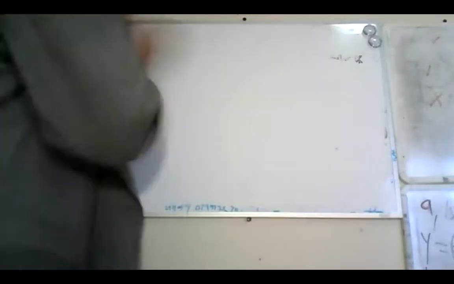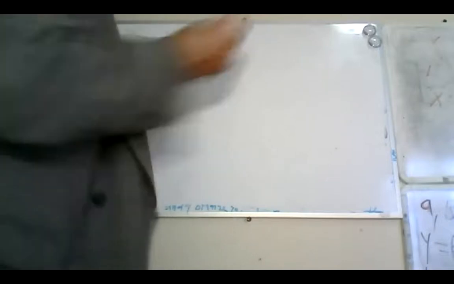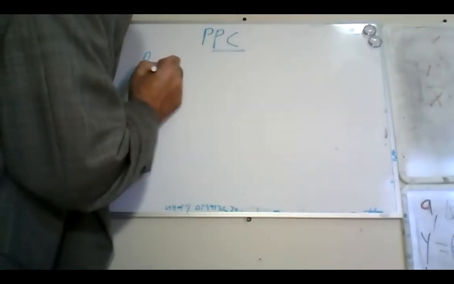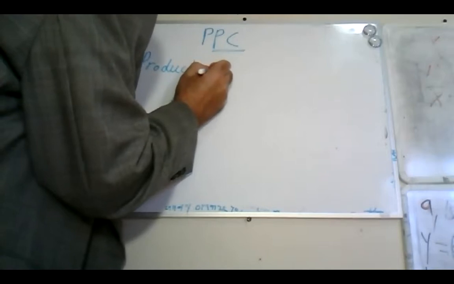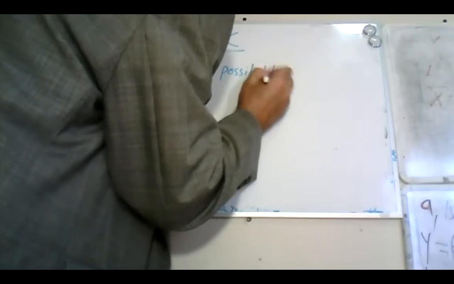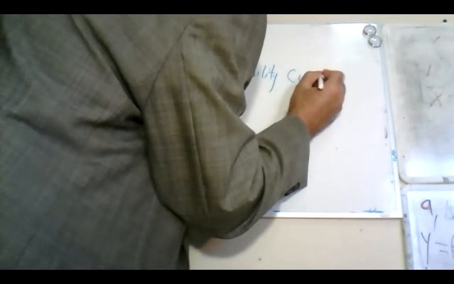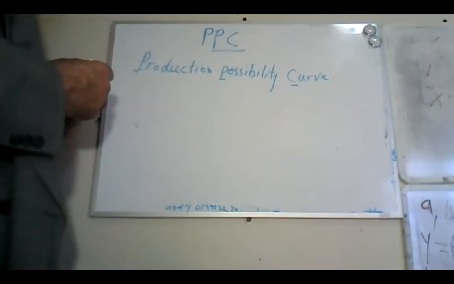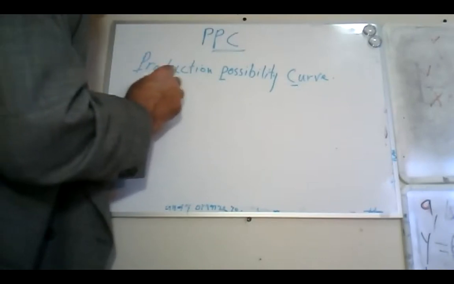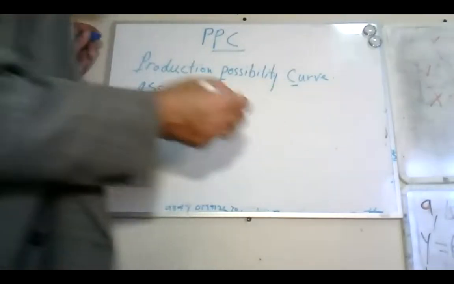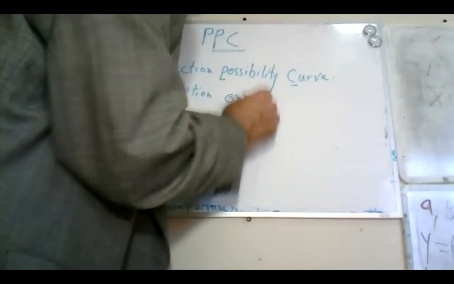Okay, so it's PPC, which stands for production possibility curve. Production possibility curve. So it's based on the assumption, like we said, that any country or any nation produces only two products.